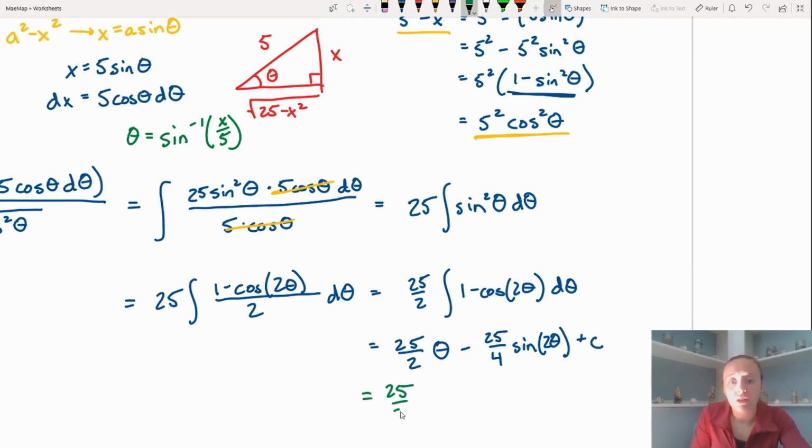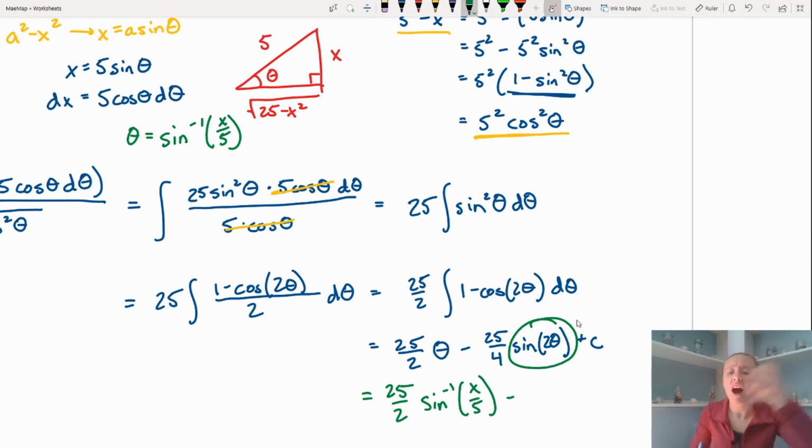So I'll have 25 over 2 times the inverse sine of x over 5. Now think about this, however. I have right here a trig function. I don't want the sine of 2 times the inverse sine of theta. I don't want some trig function nested in with another inverse trig function. That's just messy math. So what we're going to do is go back to the triangle to solve for sine of 2 theta.